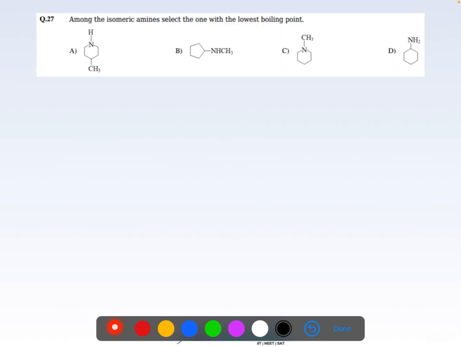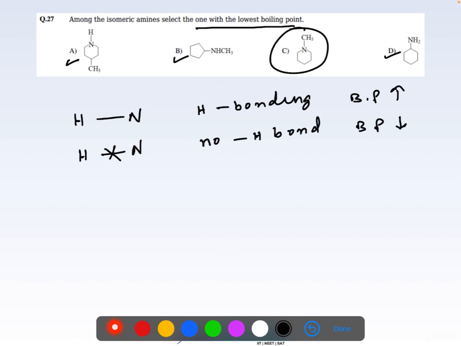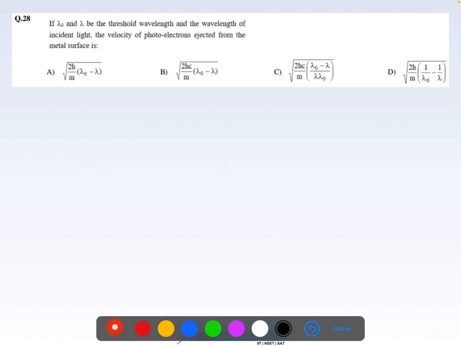Among the isomeric amines, select the one with the lowest boiling point. In this question, options A, B and D have hydrogen attached to the electronegative nitrogen atom. So in these compounds there will be hydrogen bonding, and due to hydrogen bonding the boiling point will be higher. Whereas in option C, there is no hydrogen attached to the electronegative atom. So there will be no hydrogen bond, hence the boiling point will be least. So the correct option will be option C.